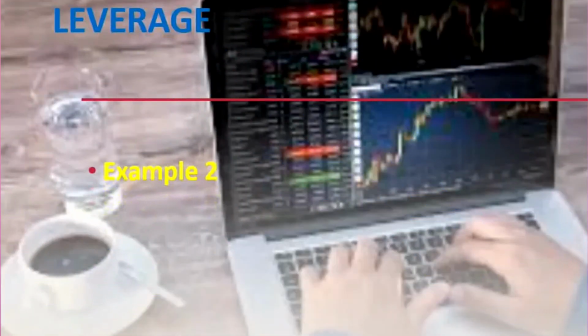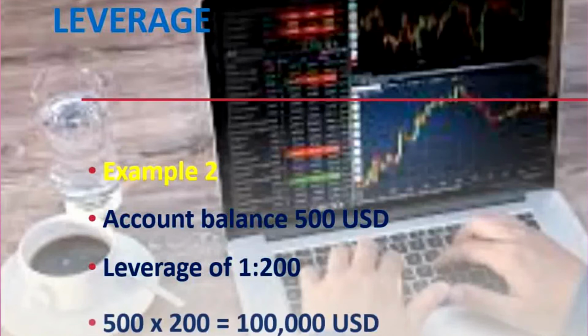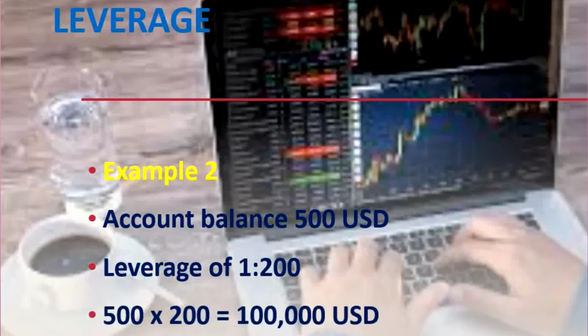If you have an account of $500 and you're given a leverage of 1 to 200 by your broker, it means that you have a trading capacity of 500 times 200, which is $100,000. With $100,000, you can now use micro lots of 0.01, 0.03, 0.05, etc.